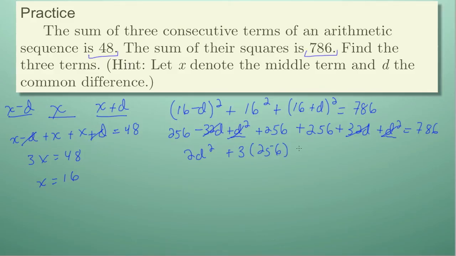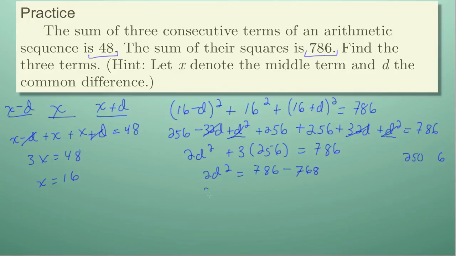I don't want to try and add that in my head, so I'm just going to postpone that a little bit. To solve this for d, I'm going to subtract 3 of those 256s over to the other side. 2d squared equals 786 minus, and now off to the side, without using a calculator, I'm going to try and figure out what 3 times 256 is. Well, I know that 250 plus 6 is 256. 3 times 250 is 750. 3 times 6 is 18. So 750 plus 18 is 768.